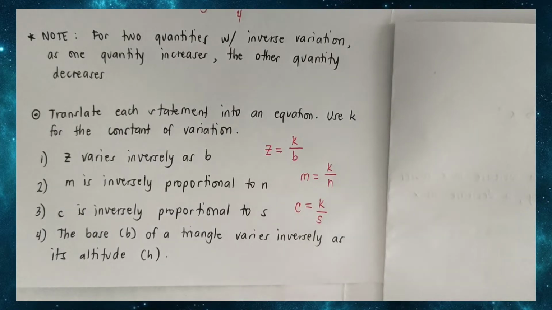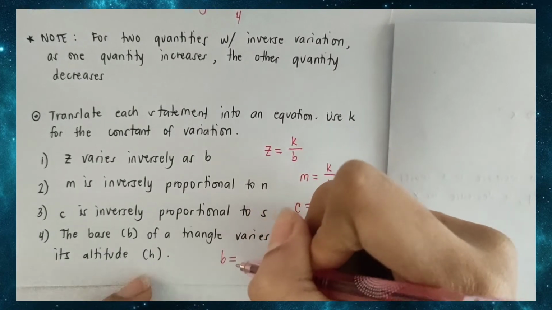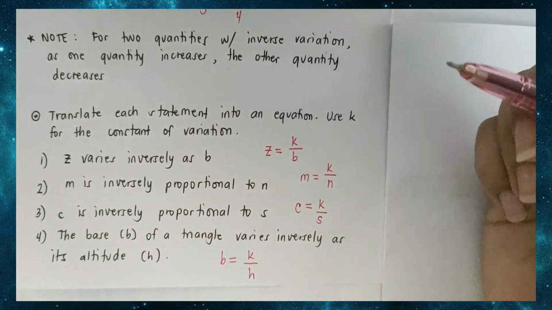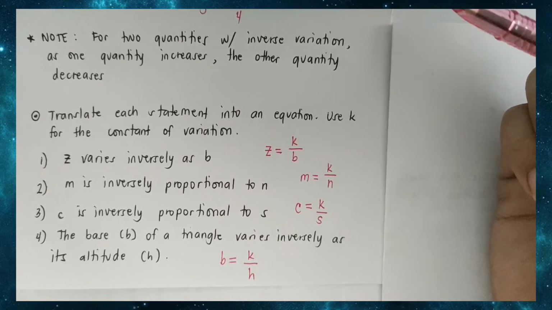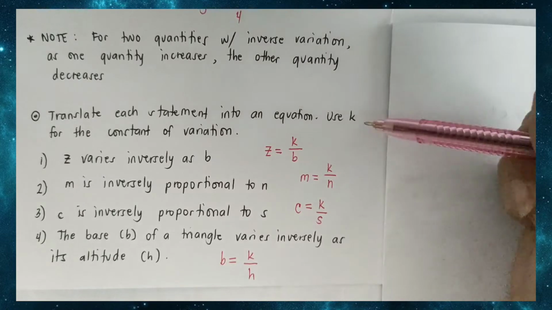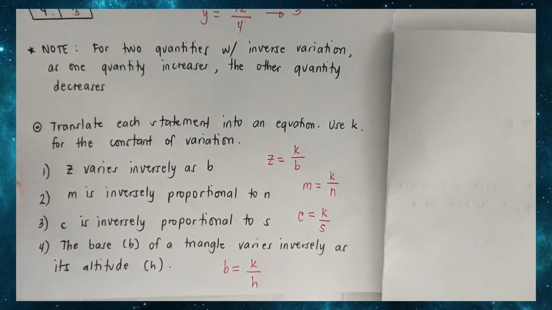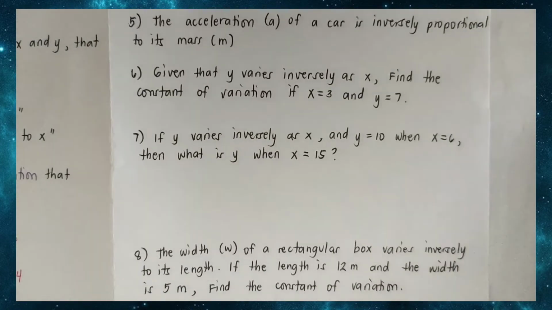Next, the base b of a triangle varies inversely as its altitude h. We have our equation b is equal to k over h. So those are the answers for numbers 1 to 4 as we translate each statement into an equation, and we use k as the constant of variation. Now let's proceed with the 5 more examples involving the inverse variation.